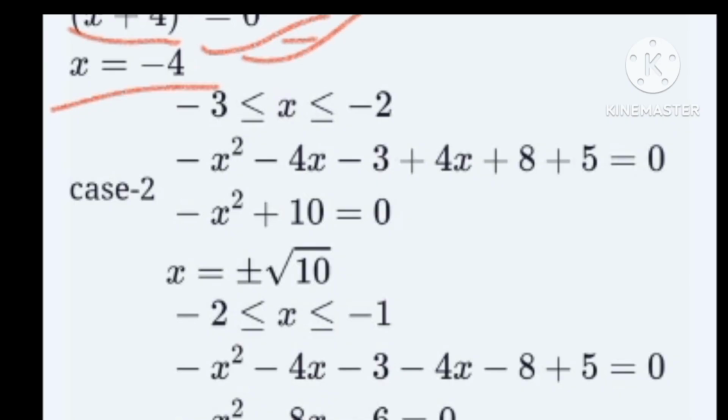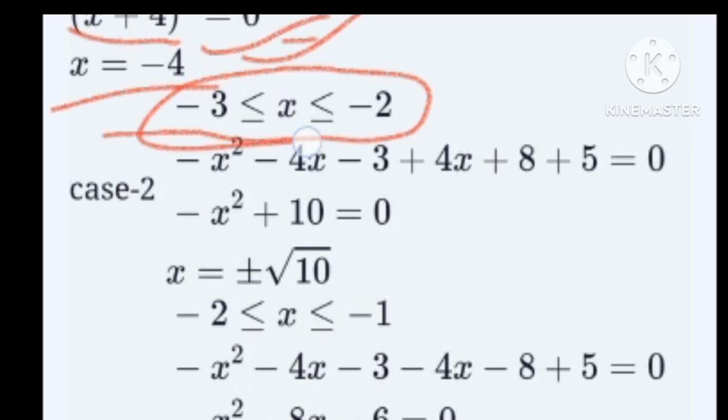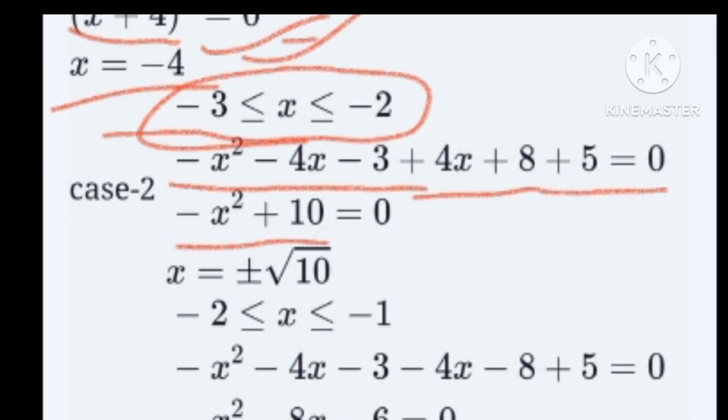So next one, second case, minus 3 less than or equal to x less than or equal to minus 2. That means minus of x square minus 4x minus 3 plus 4x plus 8 plus 5 equal to 0. Now minus x square plus 10 equal to 0, x equal to plus or minus root 10. So next case, minus 2 less than or equal to x less than minus 1.